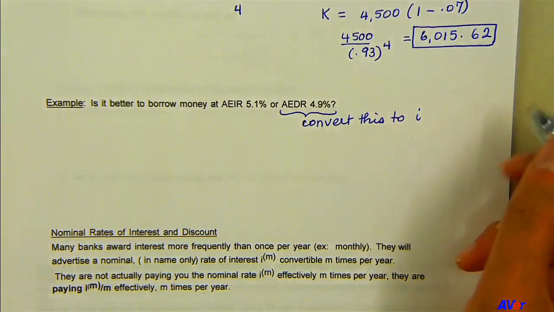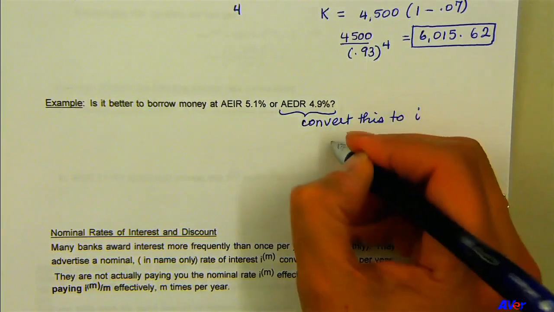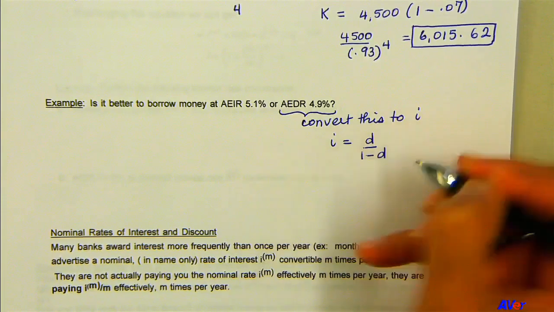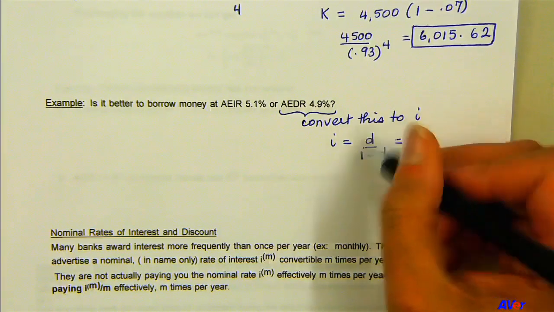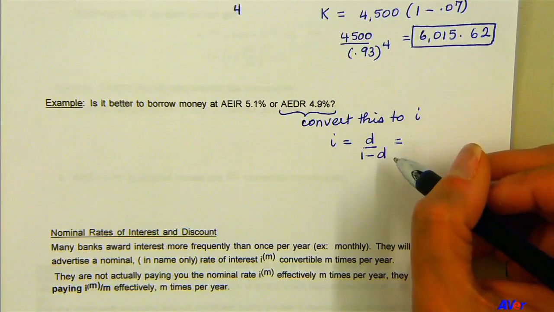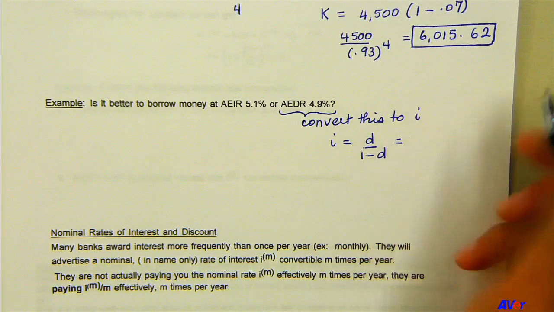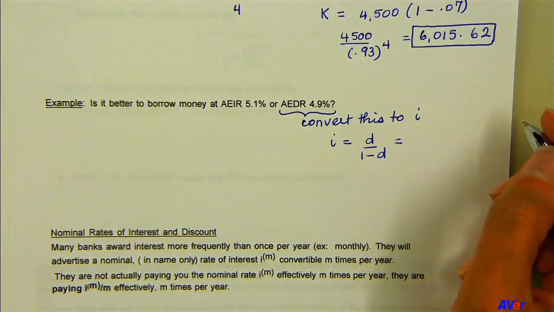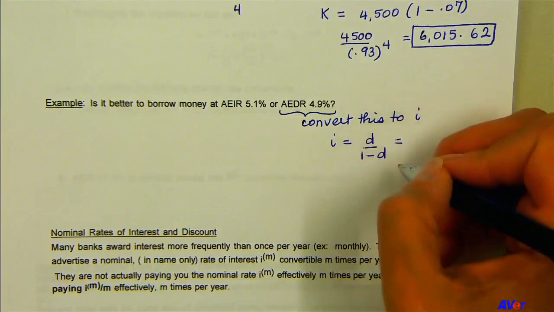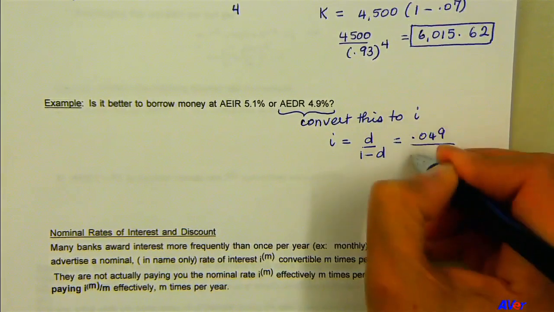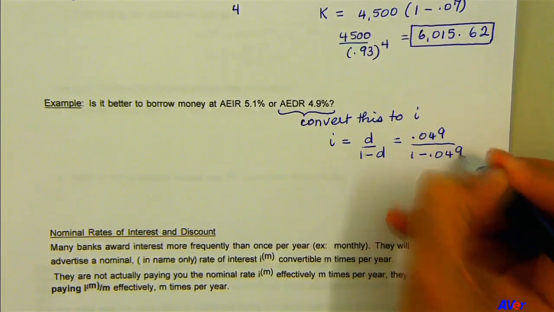How do you convert d to i? Do we have a formula that says i equals what? d over 1 minus d. Exactly right. Where does this come from? i equals d over 1 minus d. This comes from taking 1 plus i times 1 minus d and setting it equal to 1, right? So i equals d over 1 minus d. So just plug in 0.049 over 1 minus 0.049.